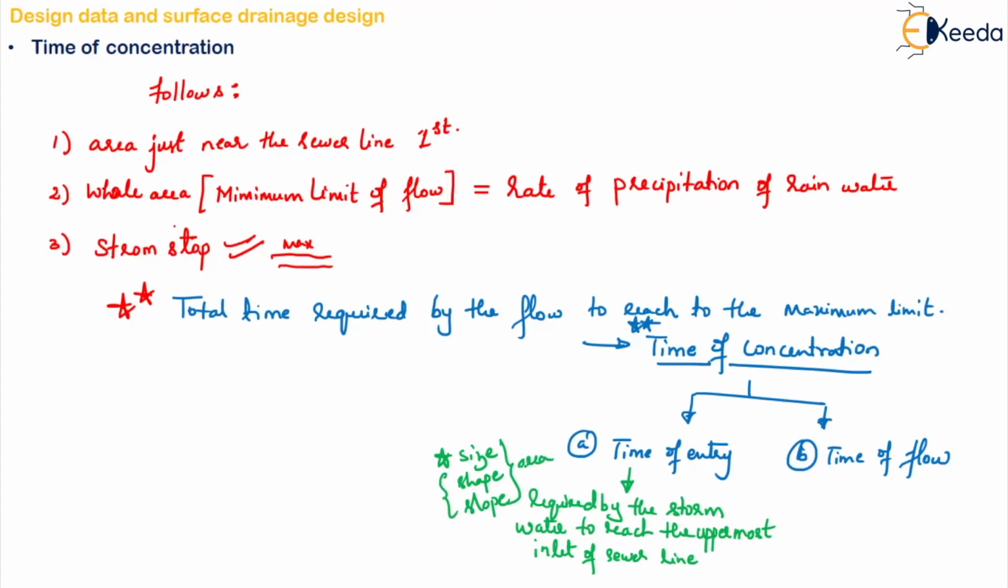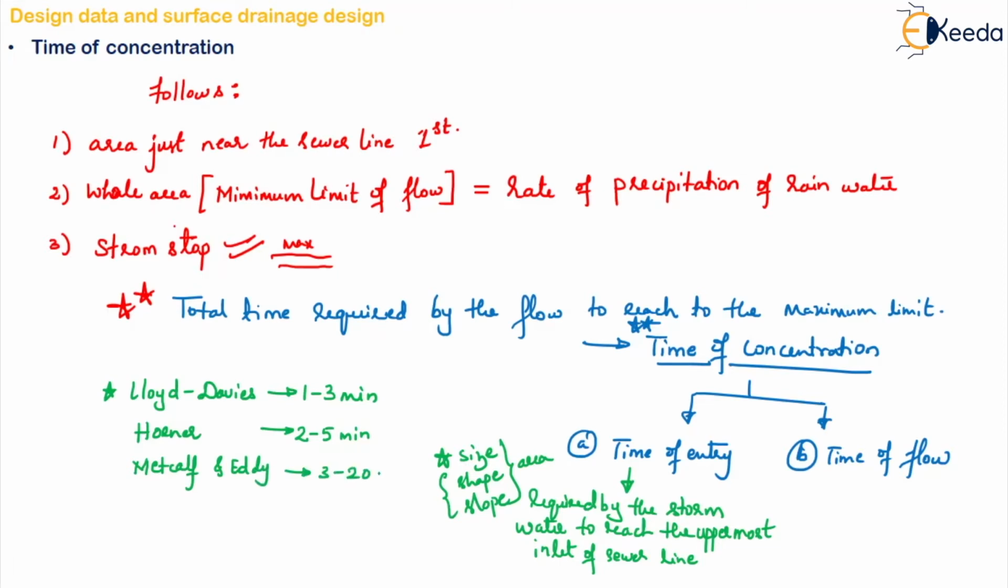So, various authors have given different values for the time of entry, right? The standard ones are: Davis gave the time of entry for the paved surface to be 1 to 3 minutes. Then Horner gave the time of entry for the paved surface to be between 2 to 5 minutes. And according to Metcalf and Eddy, it is assumed to be somewhere around 3 to 20 minutes.